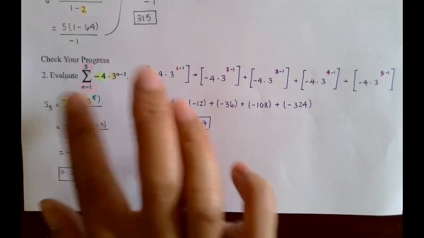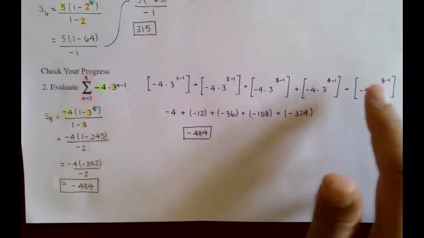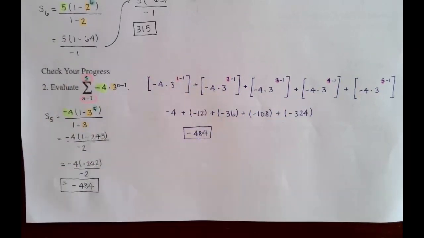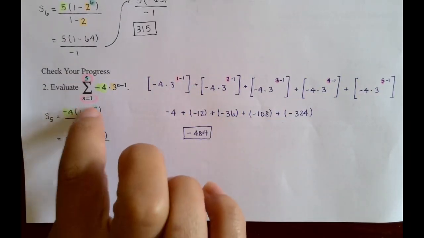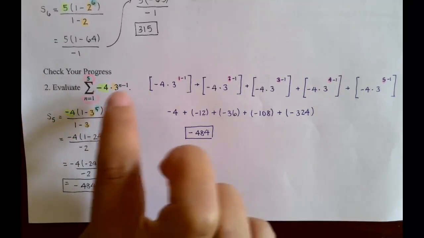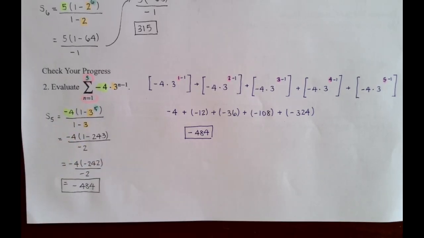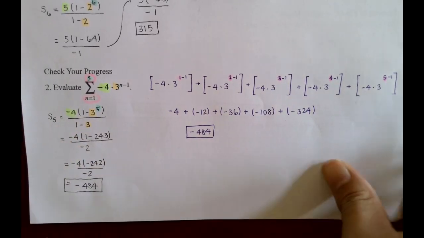Okay, so again, this doesn't always work. If I wanted the third to the 8th term, you would have to do it this way rather than this way. But because it goes first to fifth, and this is a geometric sequence where you can find a sub 1 and r, then the geometric series formula works. Okay, so now let's move on to example 3.